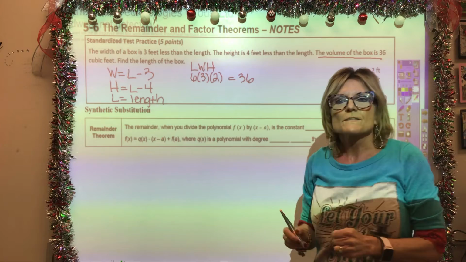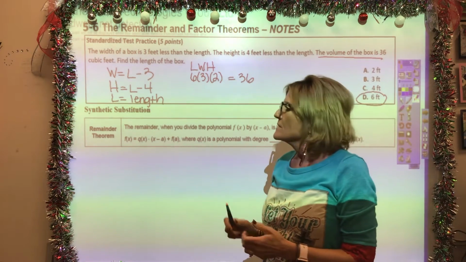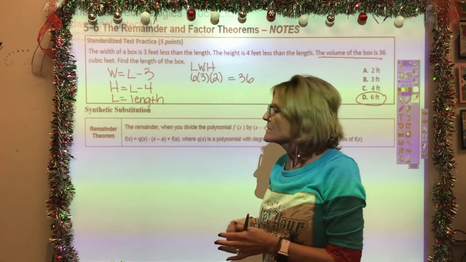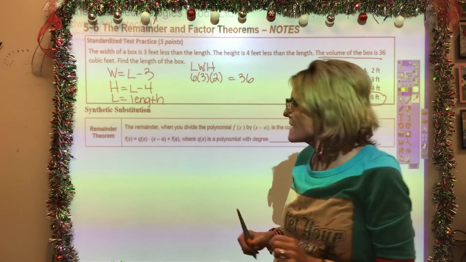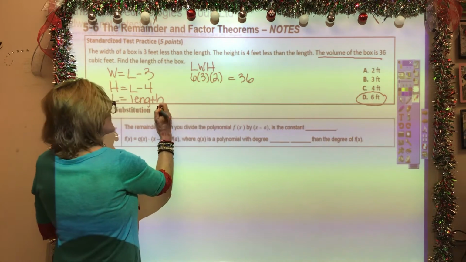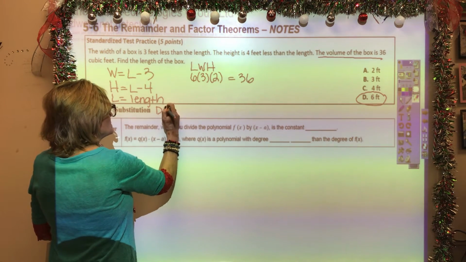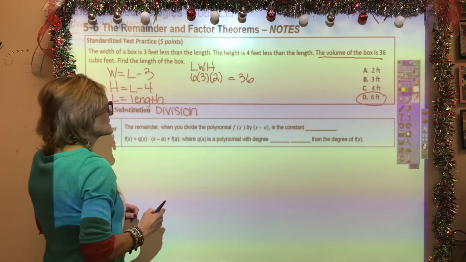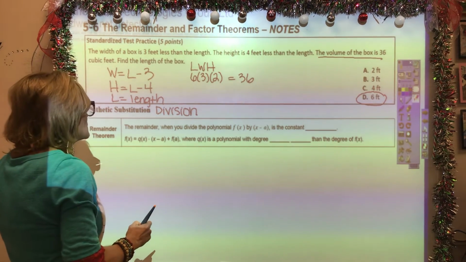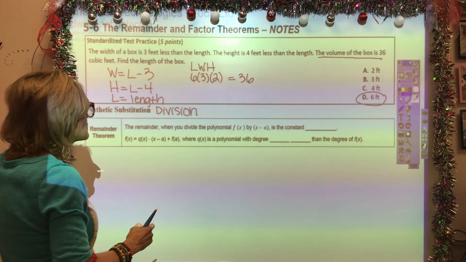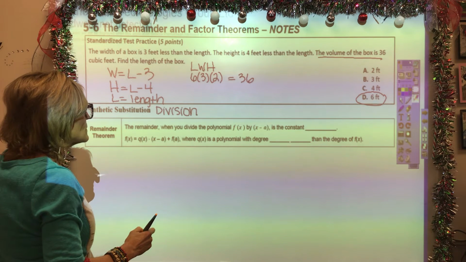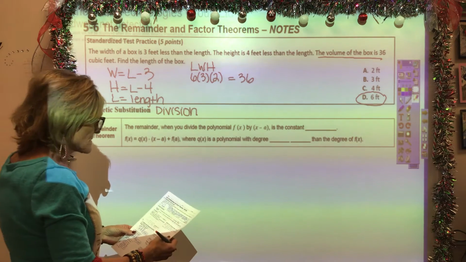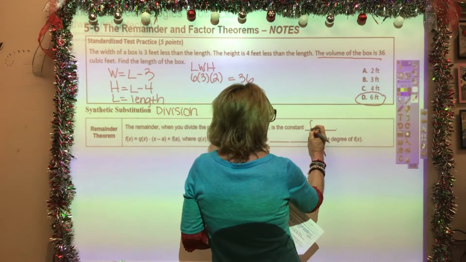Okay, so on this first page, we're going to talk about 2 kinds of substitution. Synthetic substitution, or another way to say that would be synthetic division. So I don't want you to get the two confused. Synthetic division is when the remainder, when you divide the polynomial f of x by x minus a, is the constant f of a.